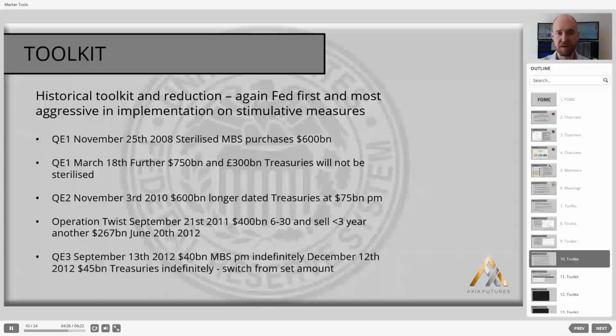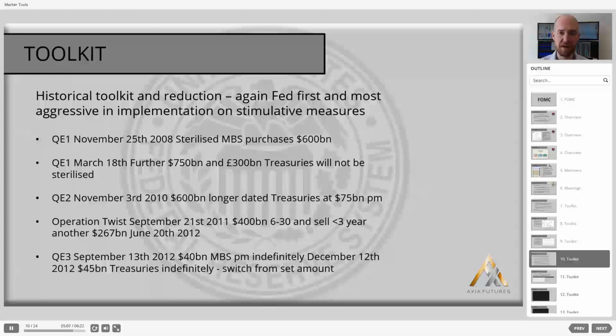And finally, QE3. This was done in September 2012. What they did here is, rather than having a set amount done at a certain amount per month, they went for effectively indefinite purchases. So they said, right, we're going to buy 40 billion a month of mortgage-backed securities, 45 billion a month of treasuries. No time limit on this. So that was effectively indefinite QE.